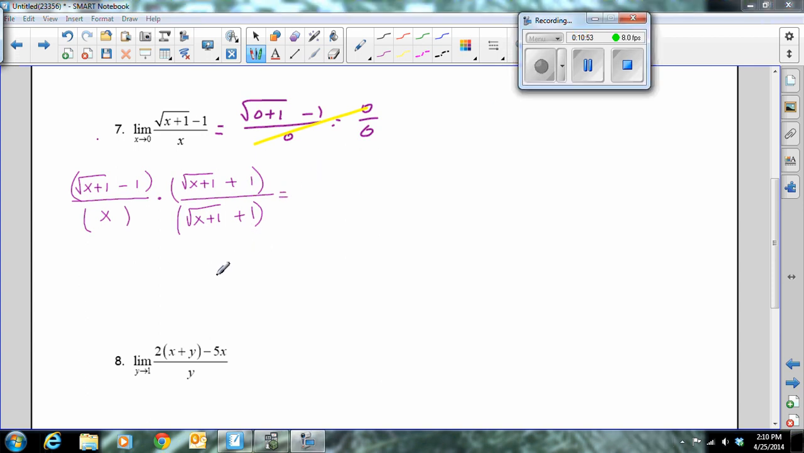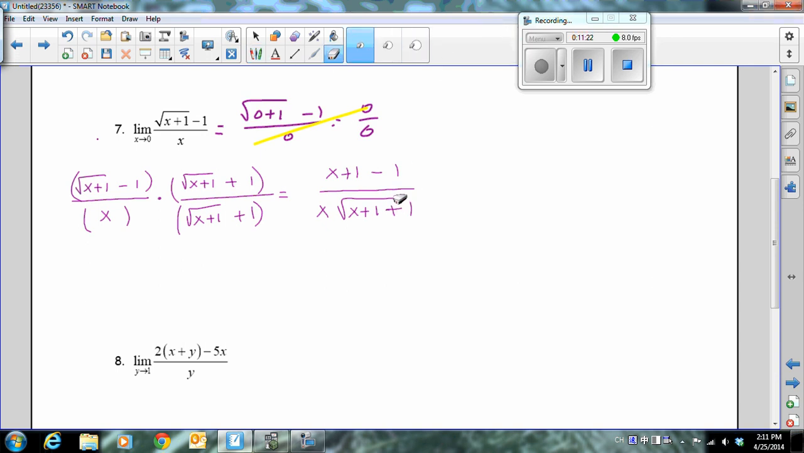Sorry about the distraction, but once you multiply up here, you will end up with x plus 1 minus 1. This is just like (a plus b)(a minus b), you get a squared minus b squared. So square root of x plus 1 squared is x plus 1, and 1 squared is 1. Everything is still over x times the square root of x plus 1, plus 1. This extra plus 1 is not inside the radical.